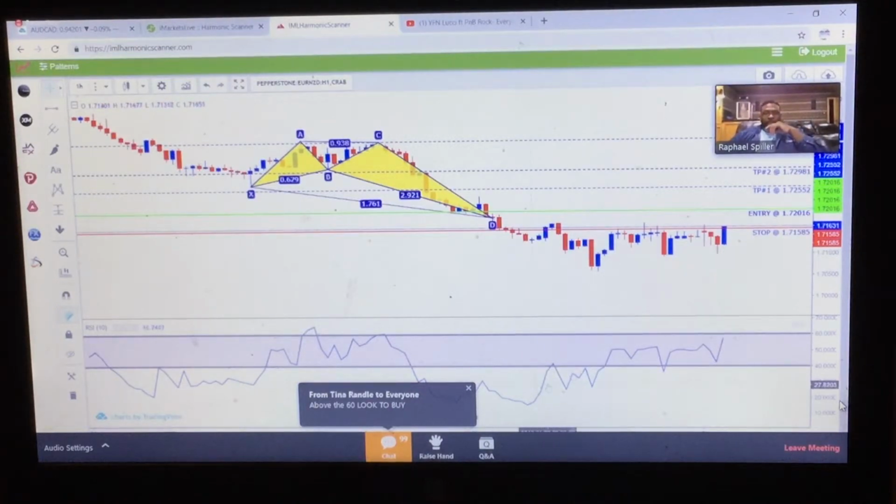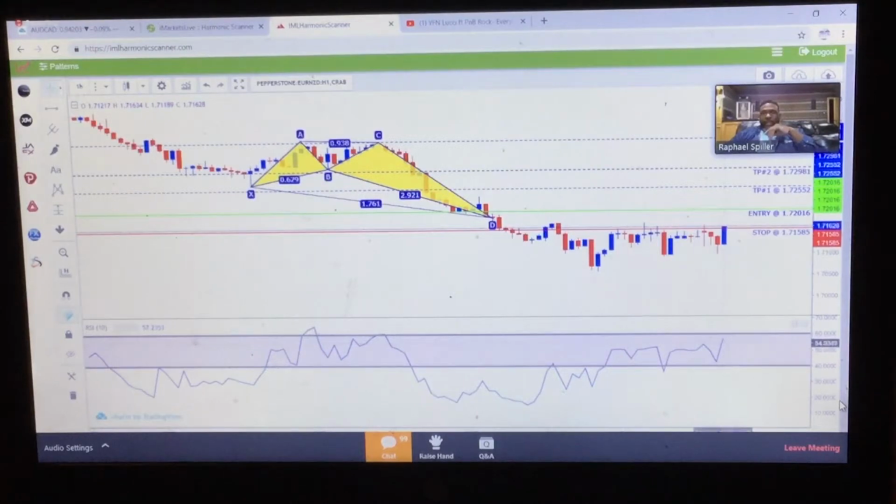Below the 40, I'm looking to sell. Above the 60, I love to see a break of the 60. Look, with this counter right here, it looks like it wants to break the 60. It's breaking the 50 level, but it hasn't broken the 60 level. I need it to break the 60 level.